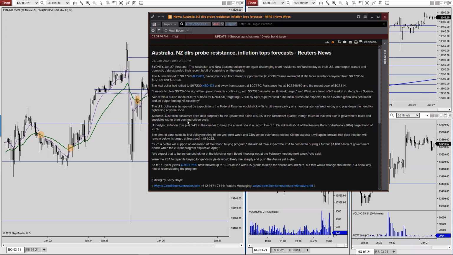But that would be the surprise. At home, Australian consumer price data surprised to the upside with a rise of 0.9% in the December quarter. Underlying inflation rose just 0.4%. The central bank holds its first policy meeting of the year next week, and CBA senior economist Christina Clifton expects it will again forecast that core inflation will remain below its target until mid 2022. Such a profile will support an extension of the bond buying program.